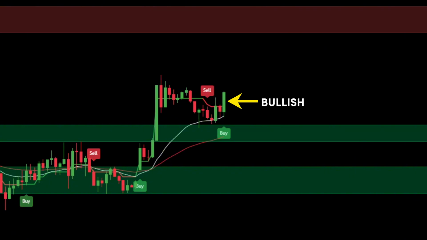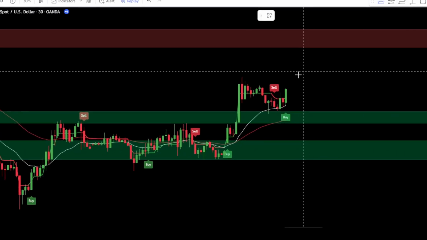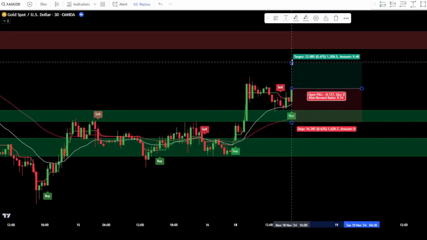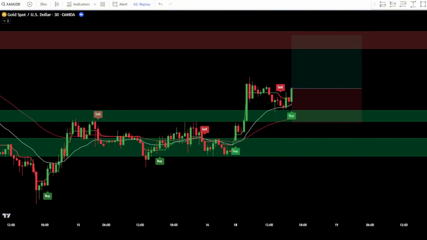Final confirmation: make sure the candlestick that forms is a bullish candlestick. Once all conditions are met, you can place a buy order after the bullish candlestick has closed. Place the stop loss just below the support line. Then, target the take profit using a risk and reward ratio of 1 to 1.5.